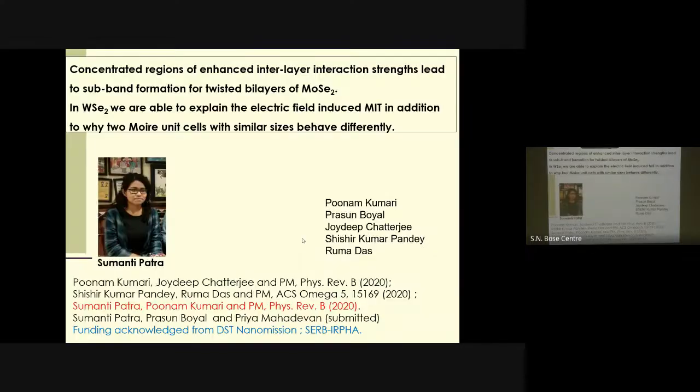So with this, I'd like to finish giving you some glimpses of how flat band formation is emerging in these transition metal dichalcogenides, and also some insights into how we use Wannier functions to give us insights into the electronic structure of these systems. And this was primarily done by Sumanti, with contributions from Prashun and Poonam, which I described today, and some of the published references. Thank you.